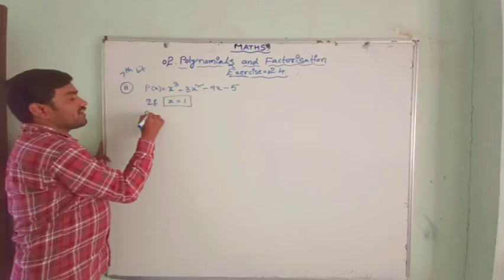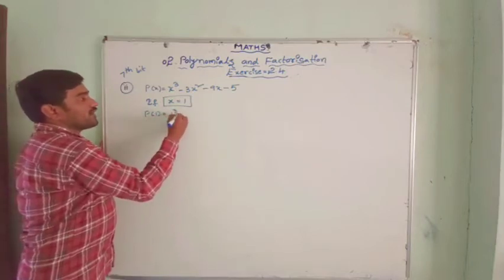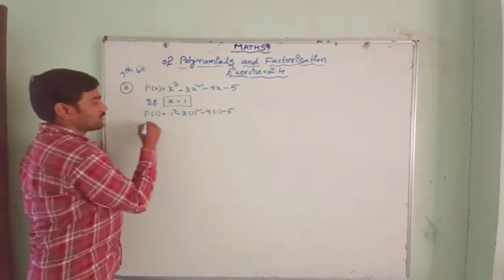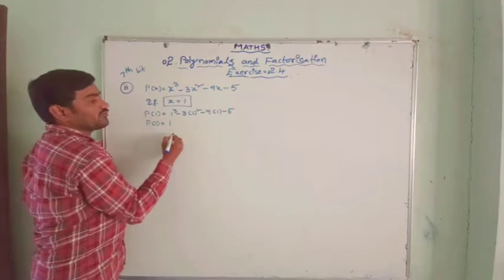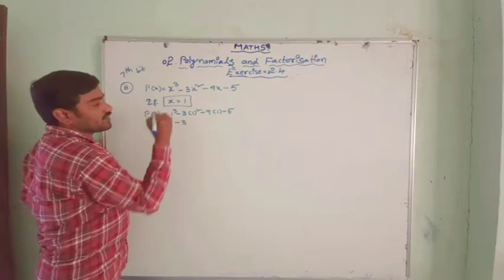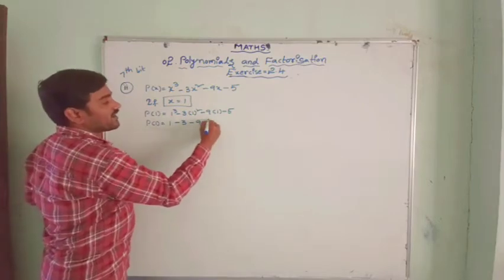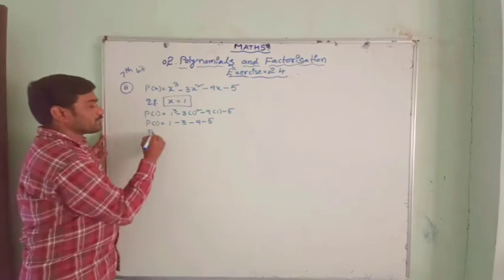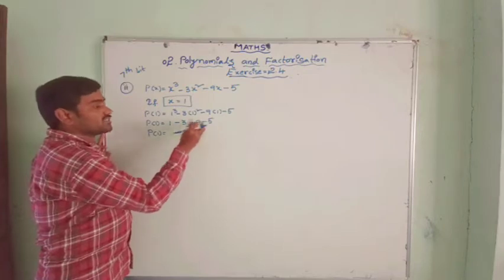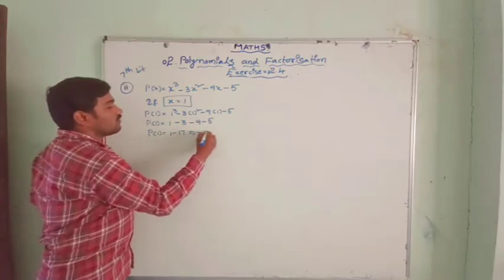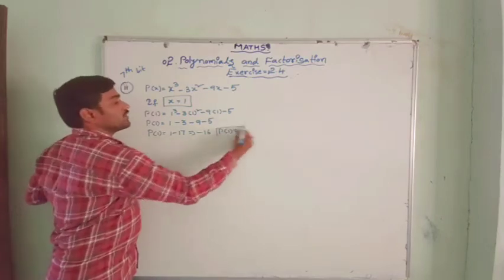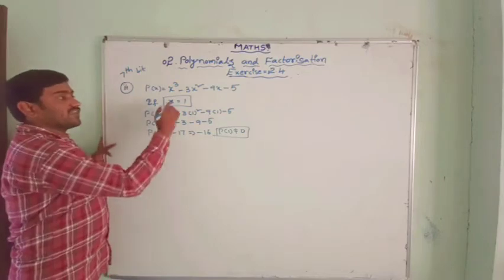Let us see. p of 1 equal to 1 cube minus 3 into 1 square minus 9 into 1 minus 5. So here p of 1 equal to: 1 cube value is 1, 3 into 1 square, the value is 1 only, 3 into 1 is 3, that is minus 3 here, minus 9 and minus 5. So p of 1 equal to 1 minus 3 minus 9 minus 5, that is 1 minus 17, equal to minus 16. That means p of 1 is not equal to 0. So we have to neglect this.